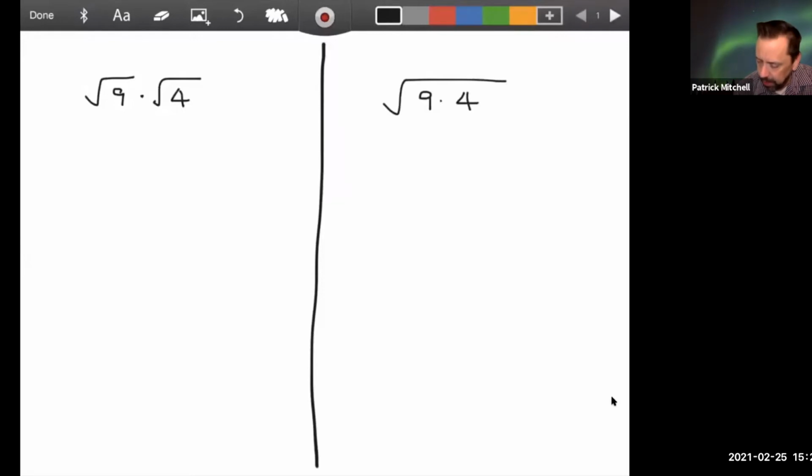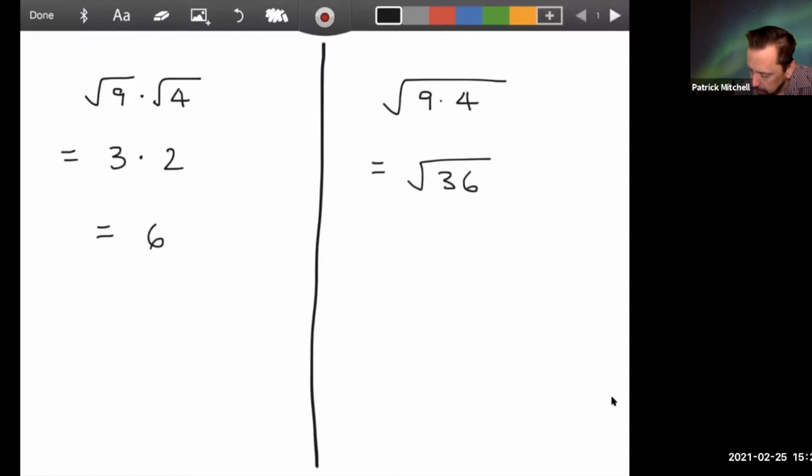All right, here we go. So the square root of 9 times the square root of 4, we would evaluate each square root separately. The square root of 9 is 3. The square root of 4 is 2. 3 times 2 is 6. On the other hand, 9 times 4 is 36. And the square root of 36 is 6.